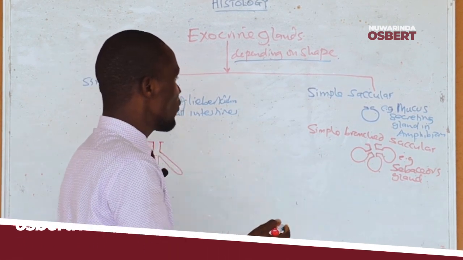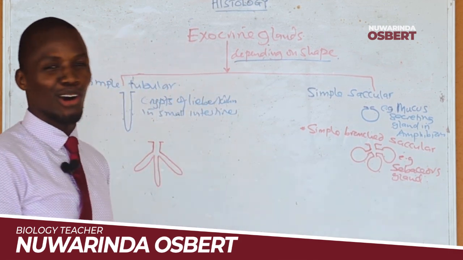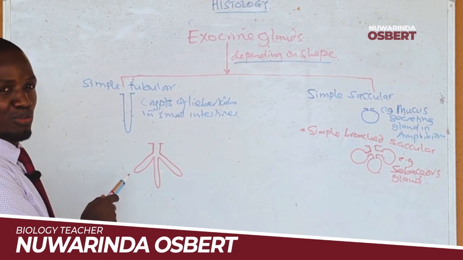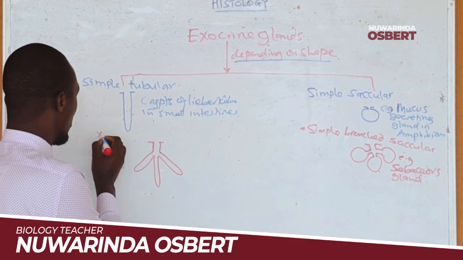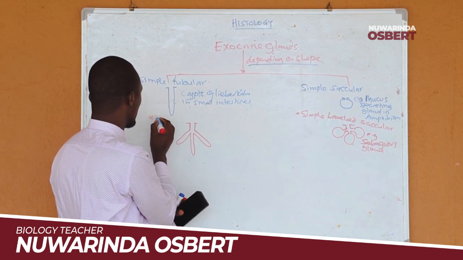So it is simple. Now, if we have called this one simple branched saccular, I know if you are following me very well, you can now easily tell what is going to be here. If this other one has been called simple branched saccular, this one, therefore, is called simple.